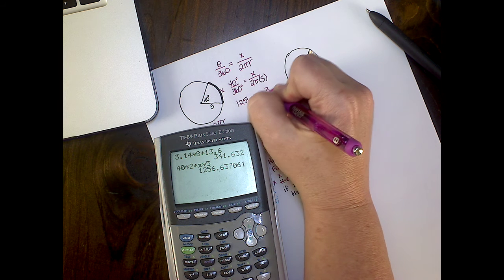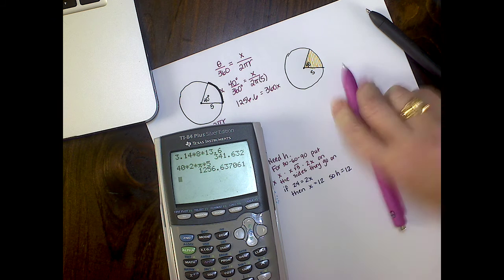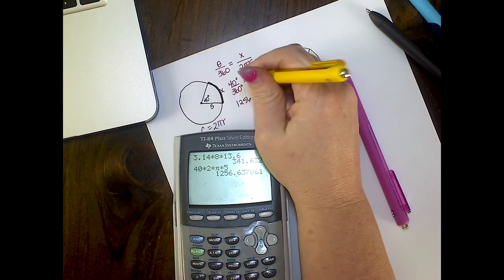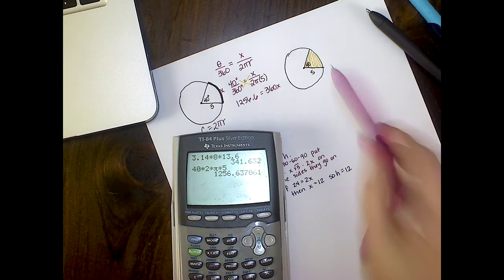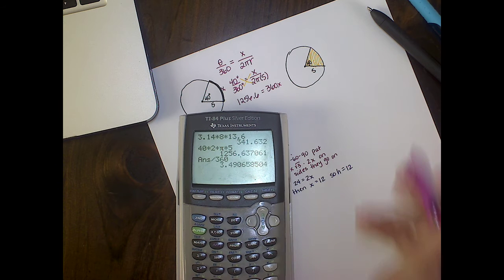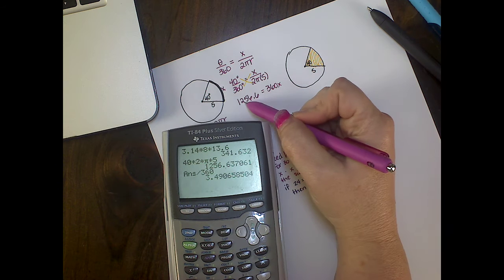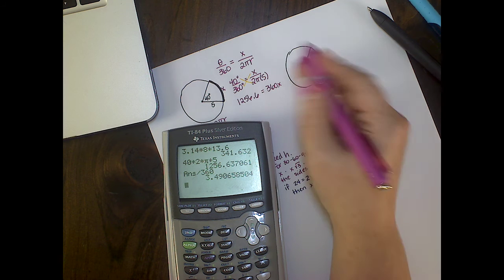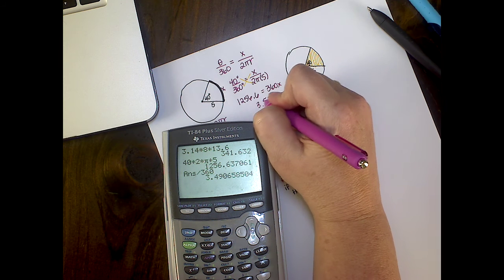1256.6 equals 360x. I cross multiplied; that's what I did to get that. Okay, I did this right here. And then you would divide this number right here by 360. You could also type in 1256.6 and divide by 360, and you get 3.5.